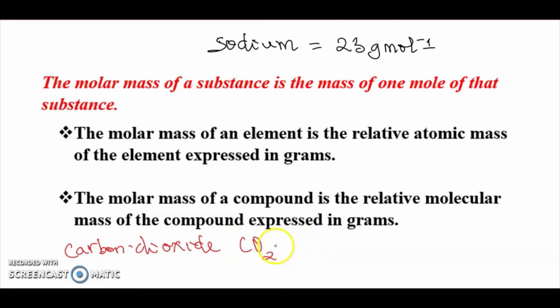Carbon dioxide, 1 mole of carbon dioxide has a mass of 44 grams. So the molar mass of carbon dioxide is 44 grams per mole. So now that we understand what molar mass is, let's go ahead now and solve some examples of problems involving number of moles.